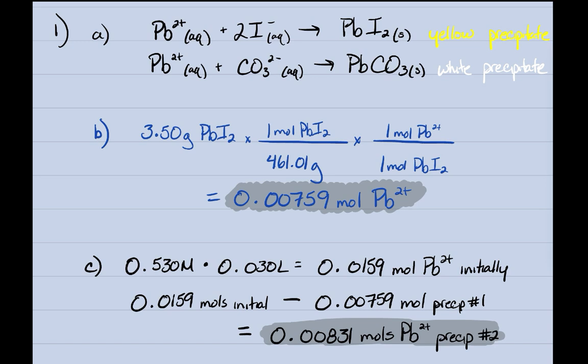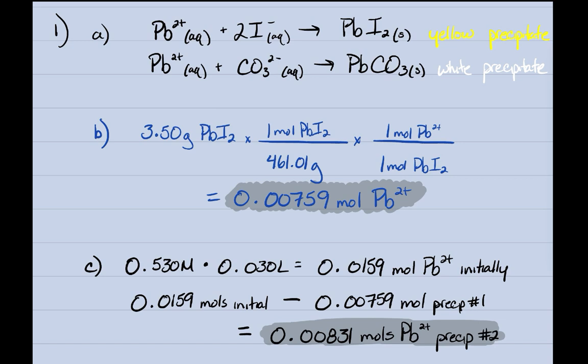Here's A, B, and C. So we talked about how we arrived at our precipitation reactions. The second question was how many moles of lead reacted to form that first precipitate? Well, in the problem, I tell you that there's 3.5 grams of that precipitate. We figured out that it was lead(II) iodide. So this is just a grams to moles conversion. 461 is the molar mass of lead(II) iodide.